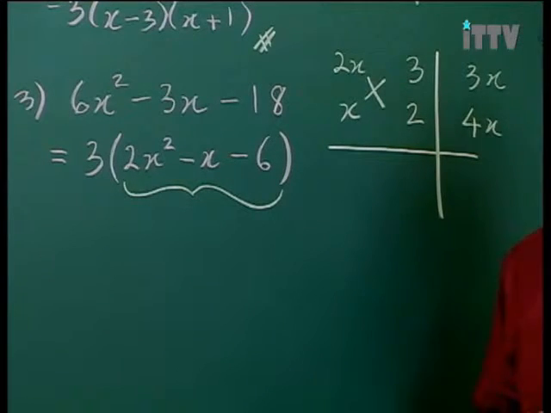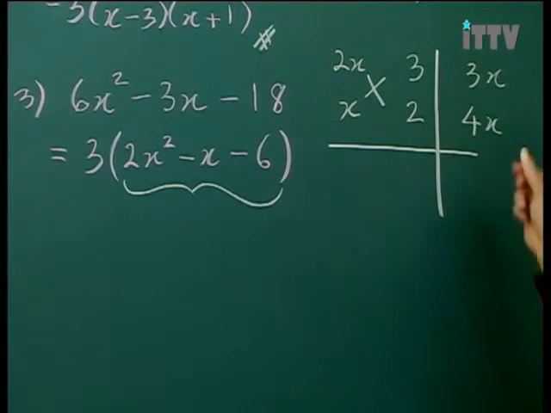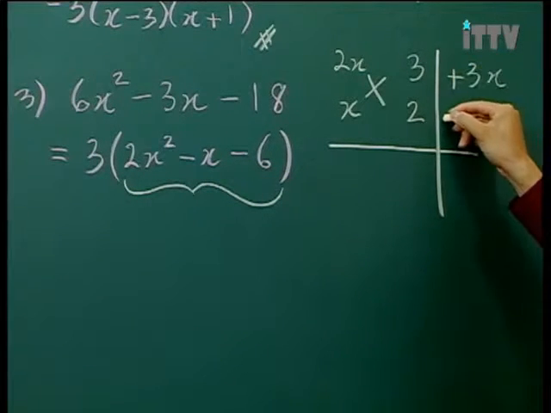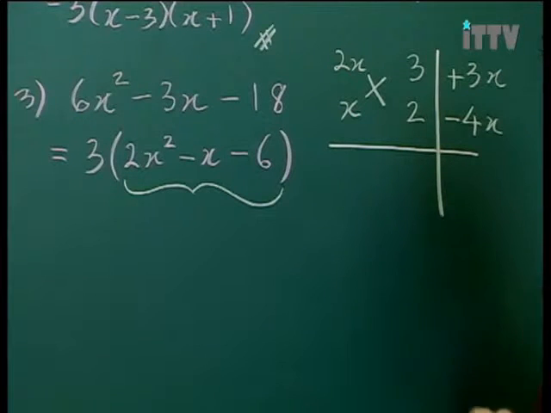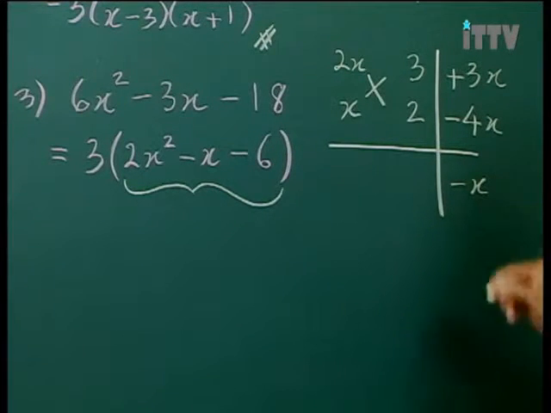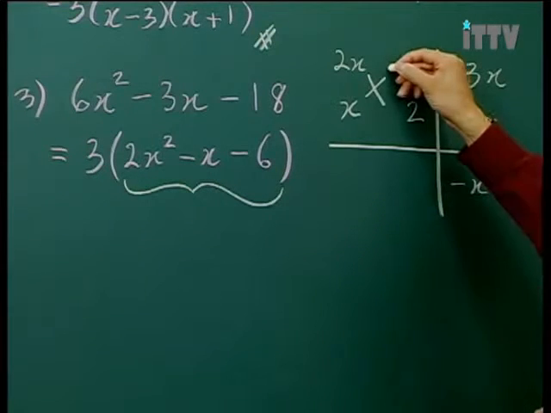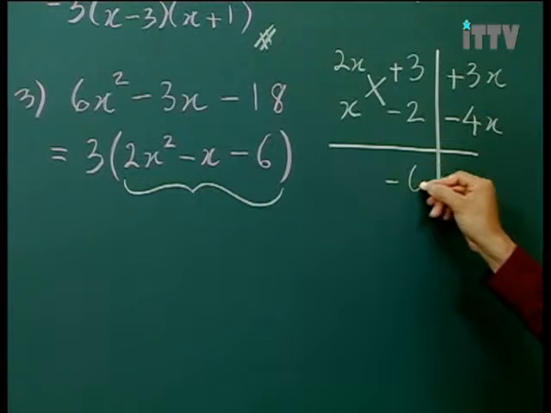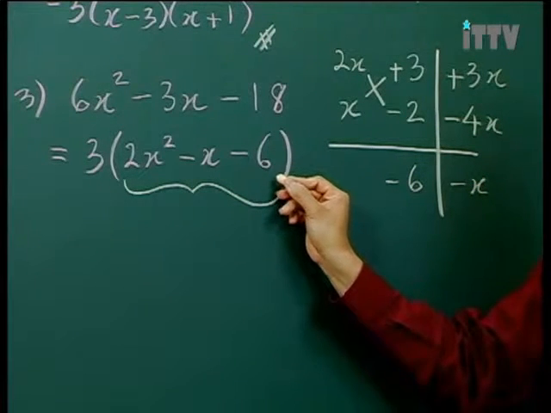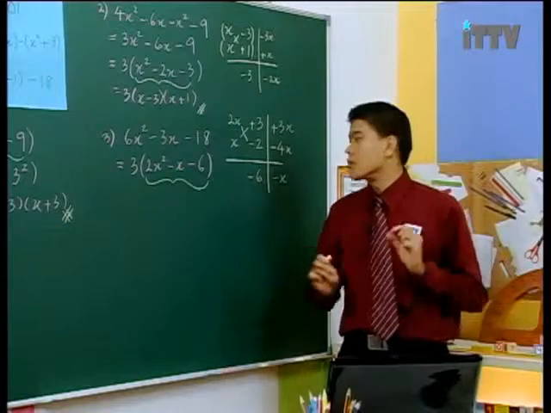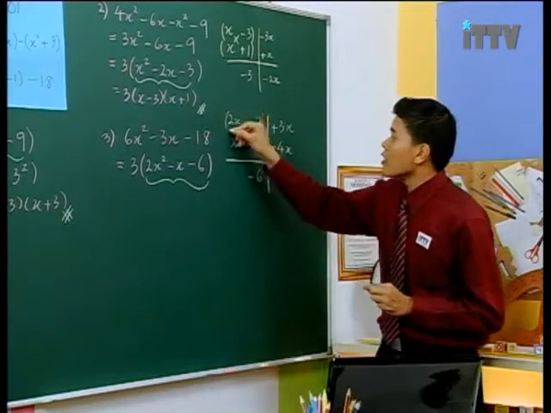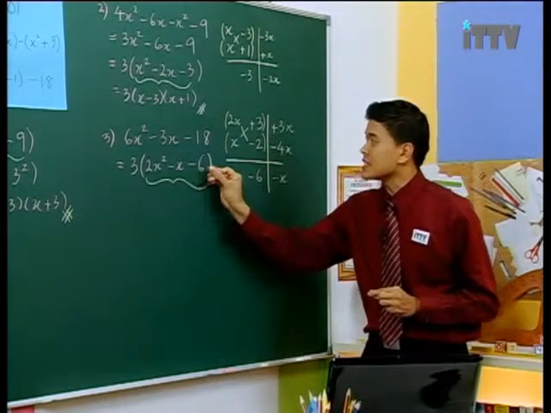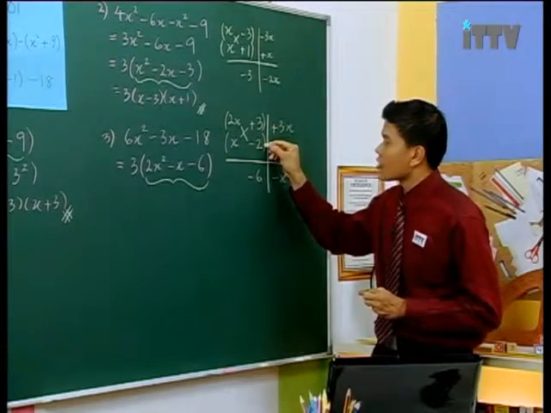The sign comes in here. How are we going to put the plus and minus such that we will get negative x? It needs to be plus 3x and minus 4x. That is the only way to get negative x. Transfer and see whether we have done it correctly. Positive 3 times minus 2, you will get minus 6, which is what we have on the right hand side. So factorization is complete when we have managed to factorize 2x squared minus x minus 6 into the two factors.